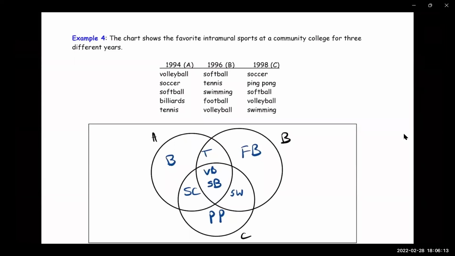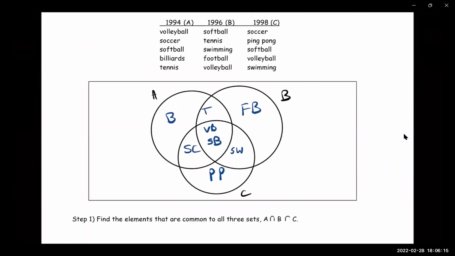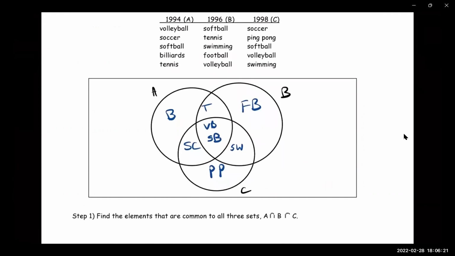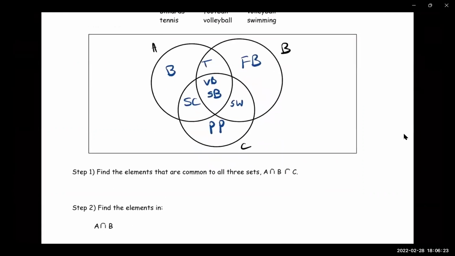All right. So that looks good. Is there anything that would go outside? No, right? There's no universal set. Okay. Now it says find all the elements. Well, we already found what's common to all 3. That would be those 2 sports, right? So I'm just gonna write volleyball and softball.